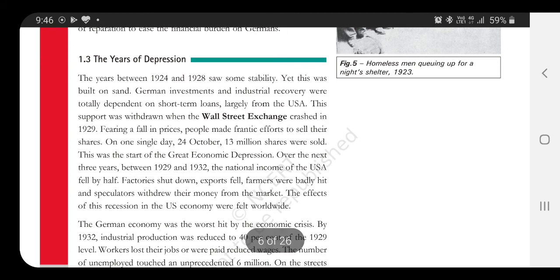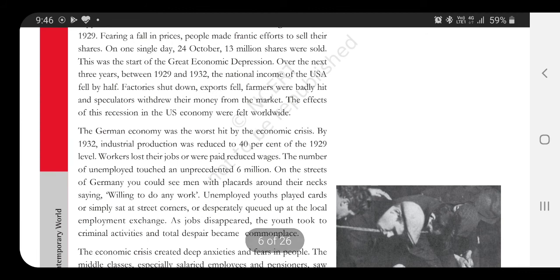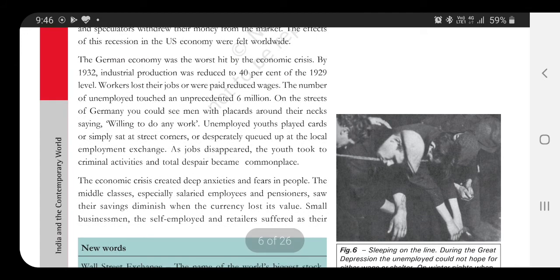So people started making frantic efforts. And this was with the collapse of the Wall Street Exchange in the USA in 1929. It started by the economic crisis. By 1932, industrial production was reduced to 40% of the 1929 level. So you can understand the darkest hour of that time.